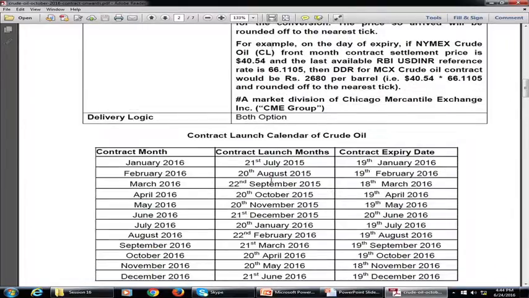And who has the delivery option? The delivery option is both. That is, buyer and seller options are going to be matched, and accordingly the delivery will be done.